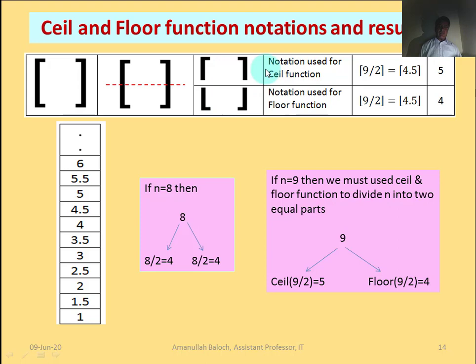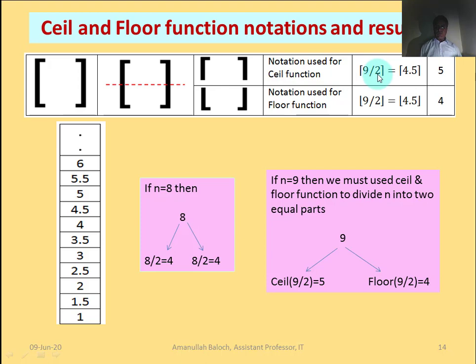Let's suppose there are 9 elements in an array and we want to divide them into equal subarrays, but we cannot divide 9 into two equal parts, as we can divide 8. Suppose n is equal to 8, we can easily divide it into two equal parts. 8 divided by 2 is equal to 4, giving two subarrays of 4 elements each. We can divide 8 into equal parts, but we cannot divide 9 into equal parts. Instead, we will use the ceil and floor functions.